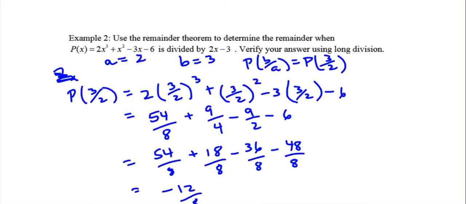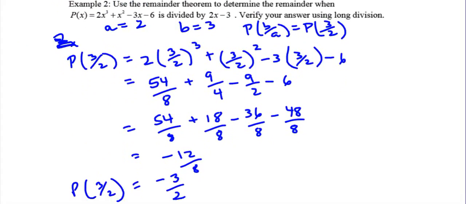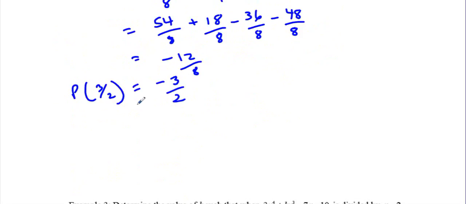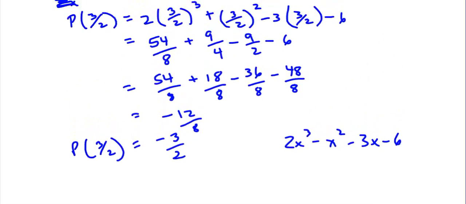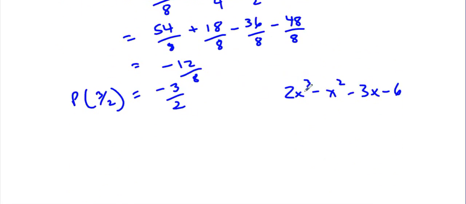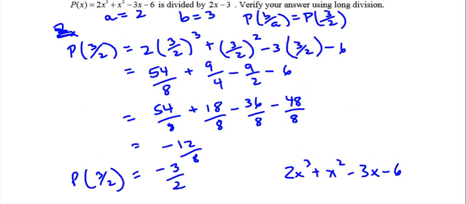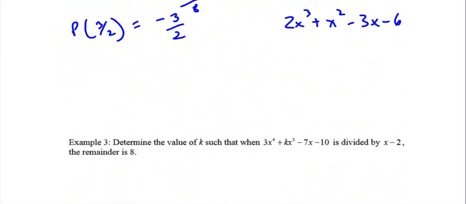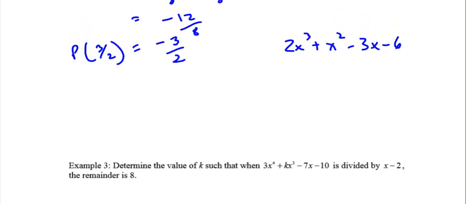What's our function again? 2x cubed plus x squared minus 3x minus 6. Let's do it in this space here. Am I wrong? Let's go back up: plus x squared minus 3x minus 6. Okay. And then we're dividing by 2x minus 3. Here we go.